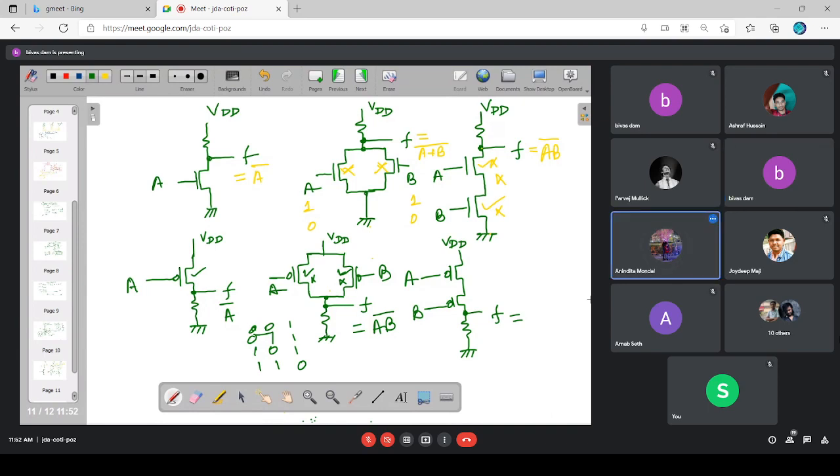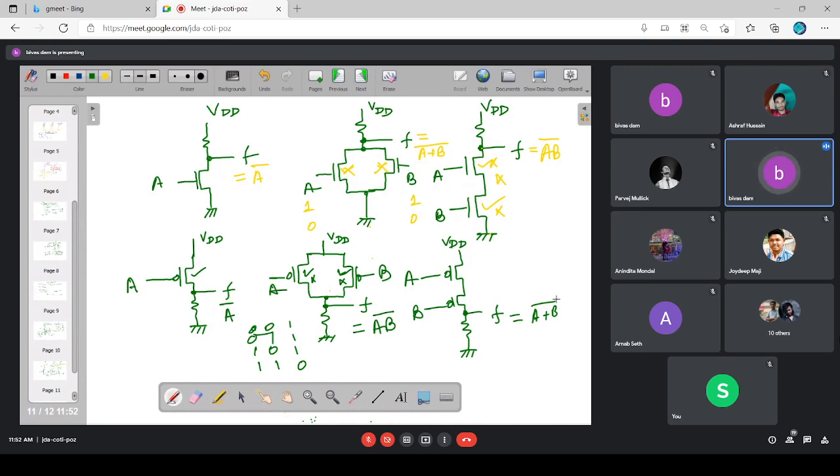So NOR. For the output to be 1, I need both the switches to be on, because the switches are in series combination. So to ensure that, both A as well as B must be logic 0. So when the inputs are 0, 0, then only the output is 1. Otherwise, either of the two switches or both the switches will be off.